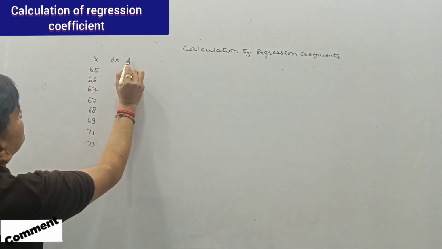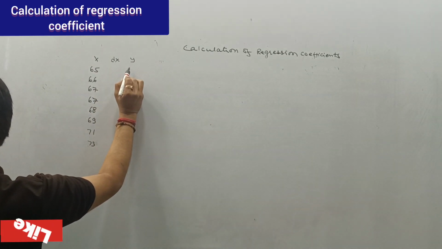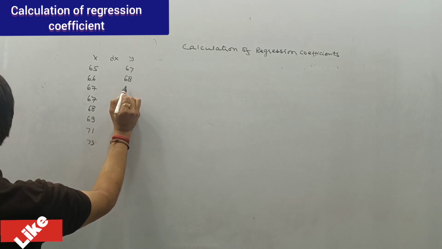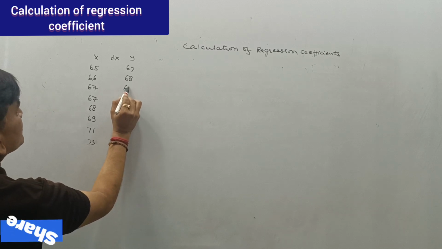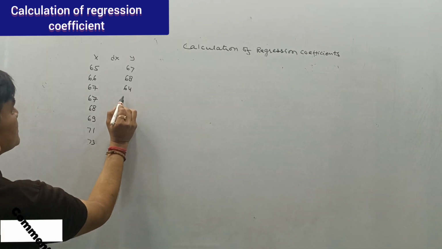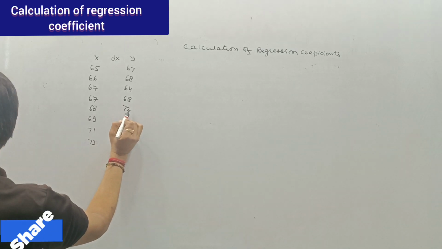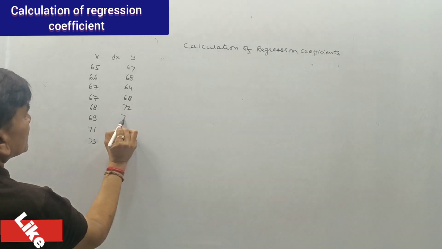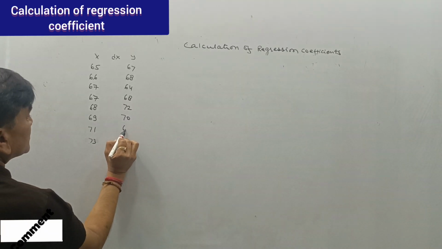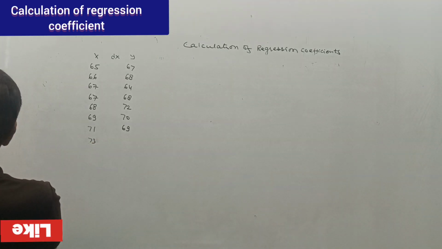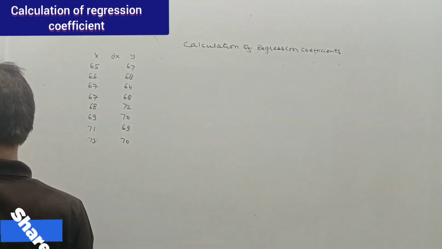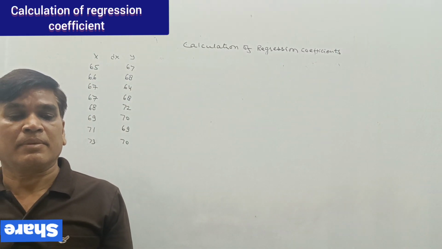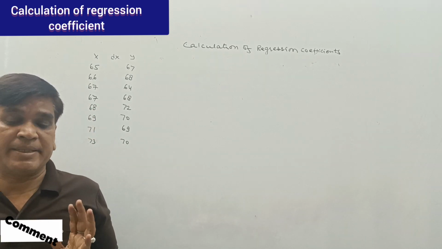Then we have the y series. The y series is given: 67, 68, 64, 68, 72, 70, 69, and the last one is 70. So this question is given, and we have to calculate the regression coefficients, the value of x on y and y on x.